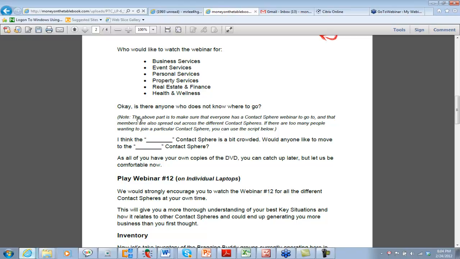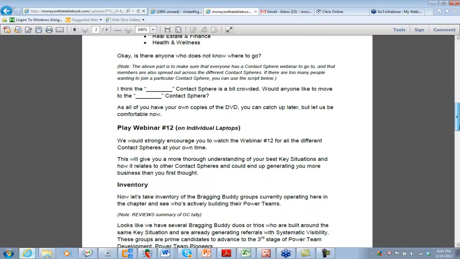And here's the note. The above part is to make sure that everyone has a contact sphere webinar to go to, and that the webinars are also spread out across the different contact spheres. If there's too many people waiting to join a particular contact sphere, you can use the script below. So we have a little bit of an optional script here to manage the group, and it says, I think the blank contact sphere is a bit crowded. Would anyone like to move to the blank contact sphere? And then as all of you have your own copies of the DVD, you can catch up later, but let us be comfortable now. Okay, so that's a little crowd management in the dialogue there in the script.